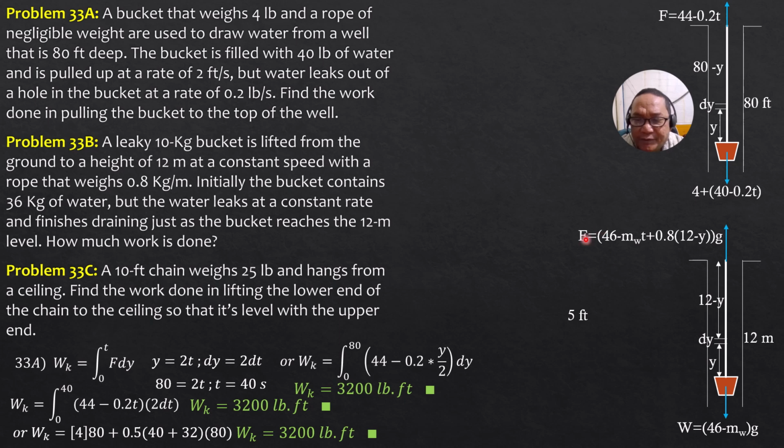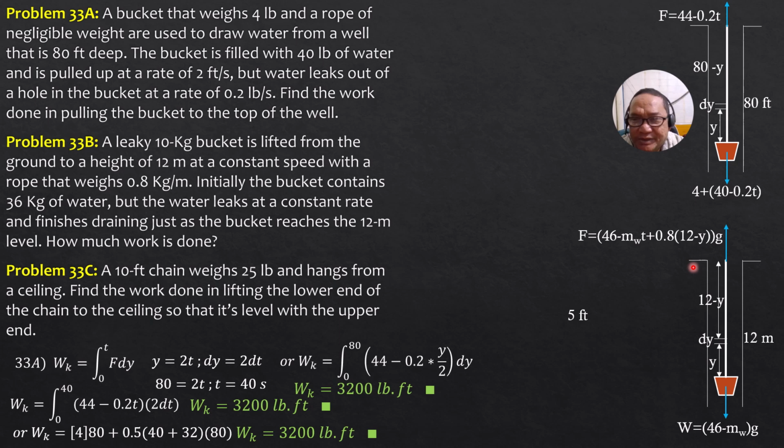So the force that should be exerted to lift the bucket and its content, as well as the rope, would be 46 minus MW, then plus the weight of the rope, which is, if this is Y, then this is 12 minus Y. The force here in total would be 0.8 kilogram per meter times the length of the rope, which is 12 minus Y, then quantity times G.